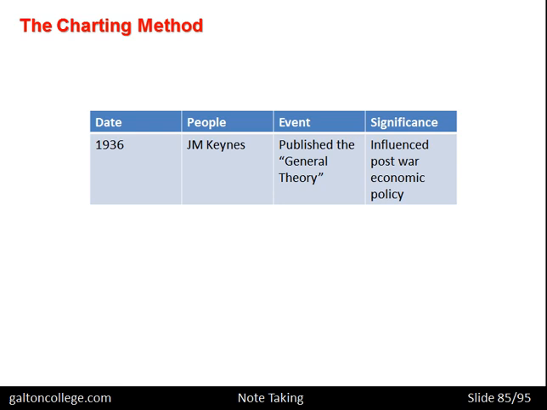The event: he published his book The General Theory of Employment, Interest and Money, better known as the General Theory. Significance of what happened? Well, it influenced post-war economic policy right throughout the world. There might be other columns.